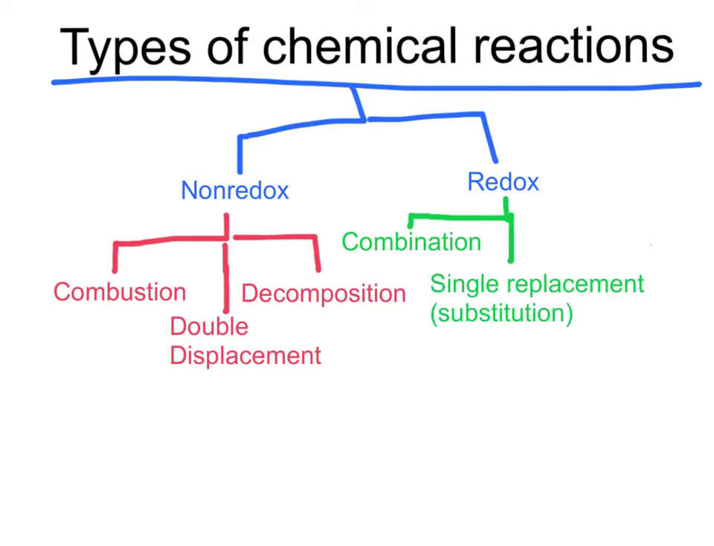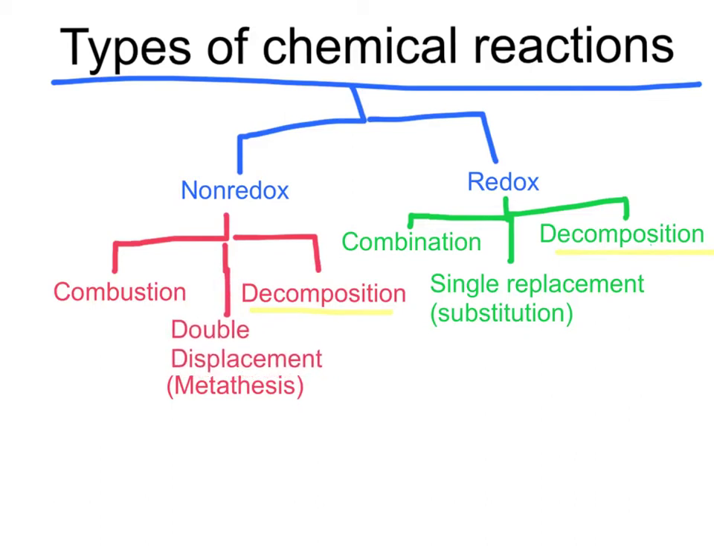Single replacement, which is a substitution, and decompositions can also be redox. So you've got to be careful with decomposition because it can be either a redox or a non-redox. So be careful with that one. I forgot to tell you the other name for double displacement is metathesis, and double displacement can also be known as replacement. So a lot of times instead of dis, they'll put re. Okay, so know that it's replaceable.